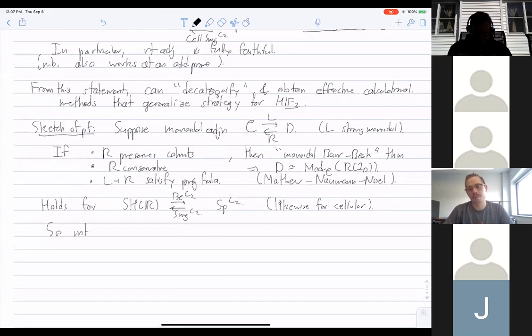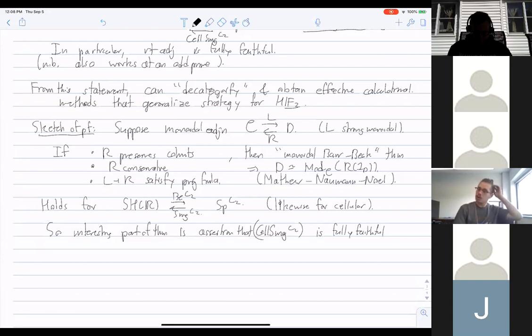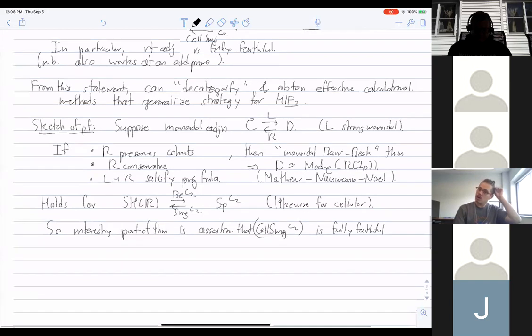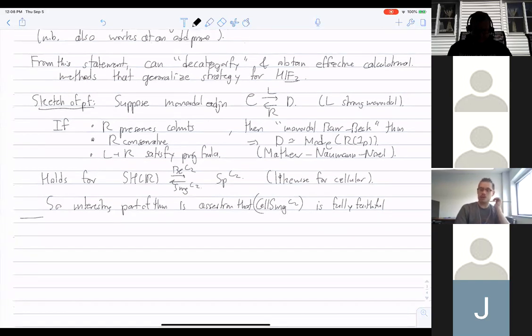Therefore, the interesting part of our theorem is the assertion that Sing C2, I should say cell Sing C2, is fully faithful. If I'm under the hypotheses of the monoidal Barr–Beck theorem, and I also know that the right adjoint is fully faithful, then I have a symmetric localization. So let's tackle the full faithfulness claim.